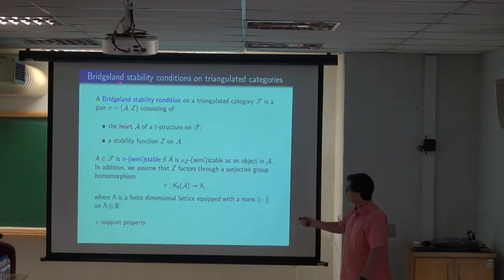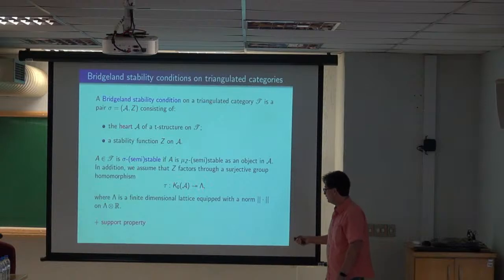So now a Bridgeland stability condition will be a choice of a stability function inside this heart here, this other abelian category. And there is also involved in this whole structure a choice of a lattice and an epimorphism between abelian groups, a finite dimensional lattice.